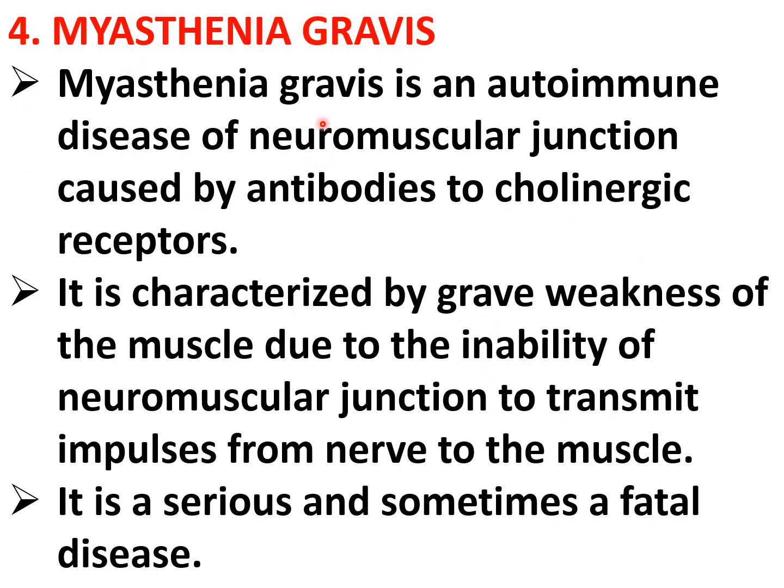Then myasthenia gravis. Myasthenia gravis is an autoimmune disease of the neuromuscular junction caused by antibody to cholinergic receptors. Myo means muscle and asthenia means weakness. So it is characterized by grave weakness of the muscle due to the inability of the neuromuscular junction to transmit impulses from the nerve to the muscle. It is a serious and sometimes fatal disease.